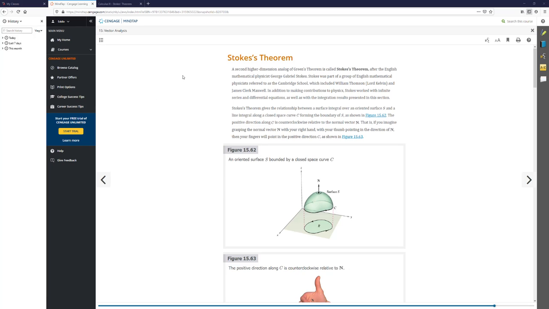Hello everyone. I want to make a quick video on Stokes Theorem. I'm also going to put up a PDF of me just working a couple of problems from the book.